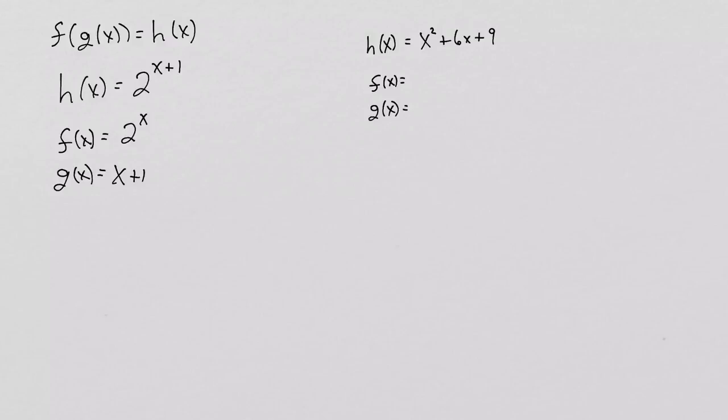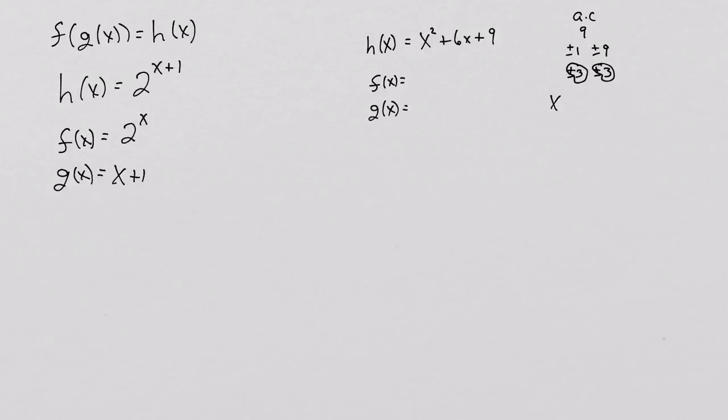Well, I use the AC method, so we're going to do a times c. Well, a times c is simply 1 times 9, which is 9. I write down all my factors, plus or minus 1, plus or minus 9, plus or minus 3. I ask myself, which combination do I multiply to get a positive 9, but when I add them, I get a positive 6x. And of course, that is the positive 3 and the positive 3.